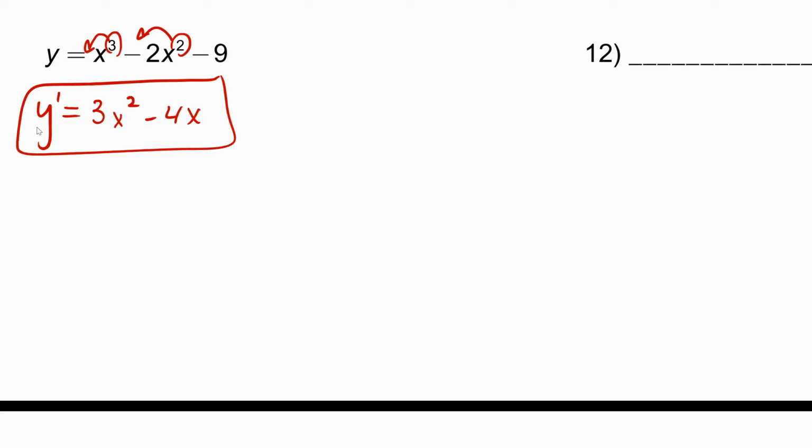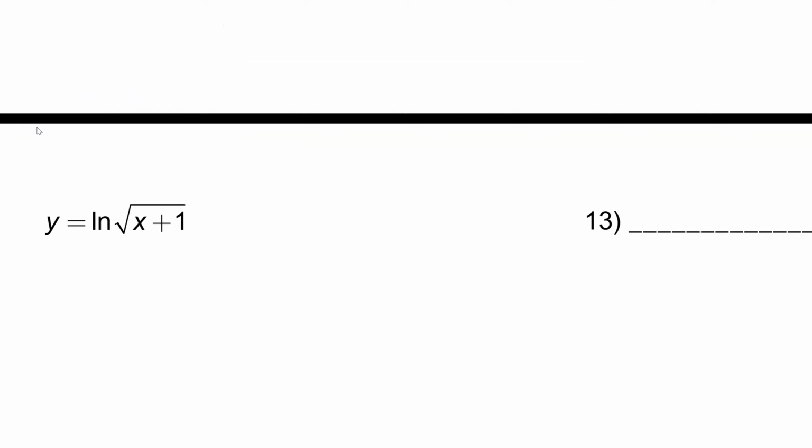You don't have to bring the 3 in front of the 2? I did. Wait, what? No, because that would be the second move. So bring the 3 down: 3 times x squared. Negative 2 times 2 is negative 4 times x. Okay. Cool. Alright, let's try the next one.